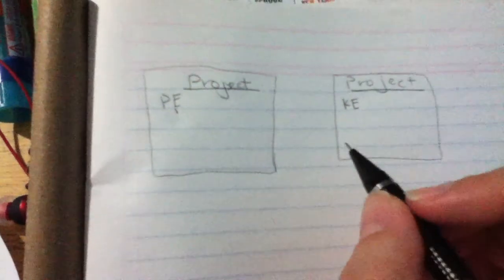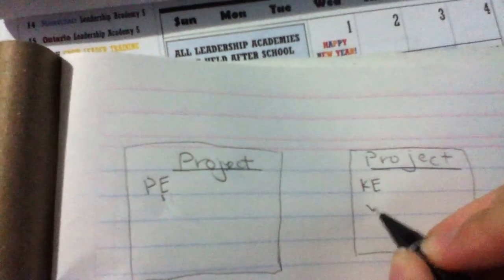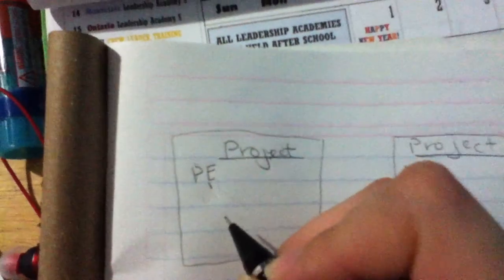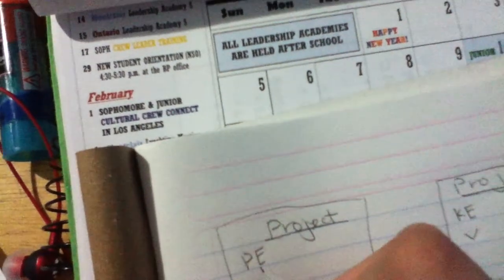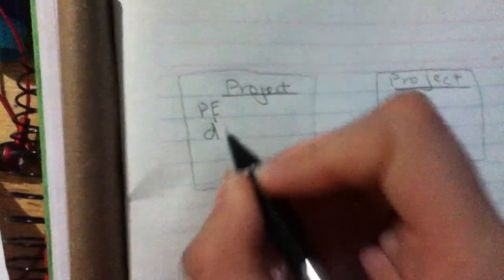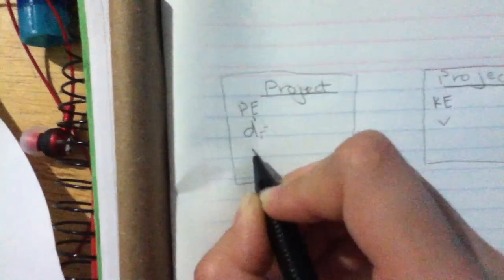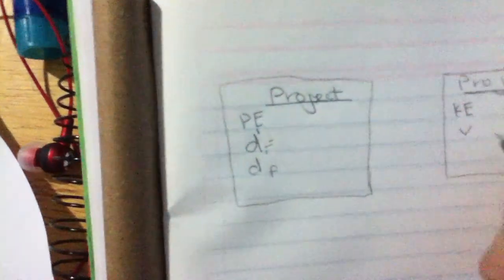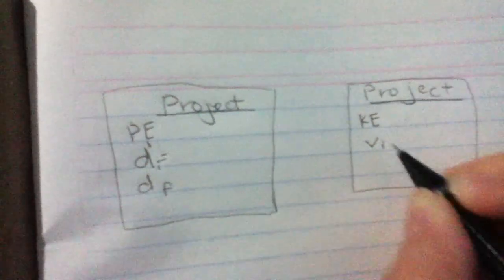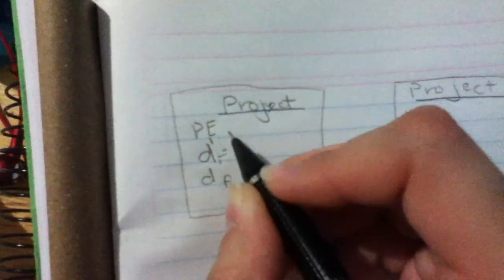I don't know if you remember that they have indicators, but for kinetic energy, it's velocity, and for potential energy, it is distance or the height. Okay, so first of all, you're gonna put distance initial and distance final. And same thing with the velocity. Velocity initial and velocity final.